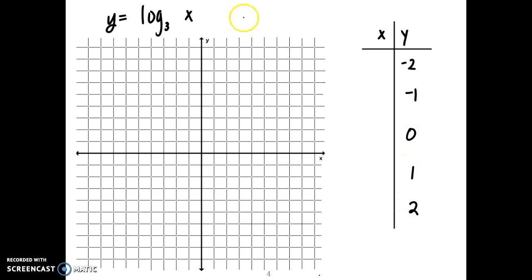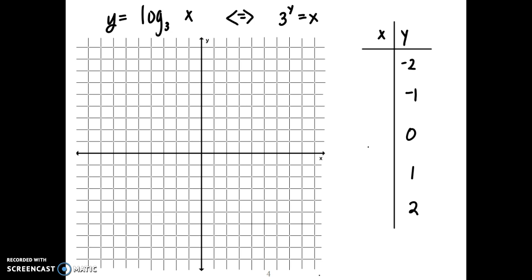We're also going to recognize that this is the same thing as writing 3 to the y power equals x. So notice that that is an exponential function with a base 3, but because it's the inverse, the y is in the exponent and it equals x. And so because of this, I'm going to now evaluate the exponential function of base 3, but the -2, -1, 0, 1, 2 are the y values.